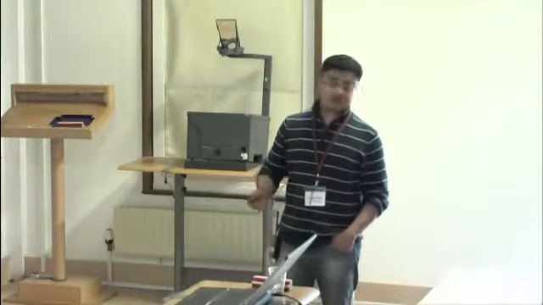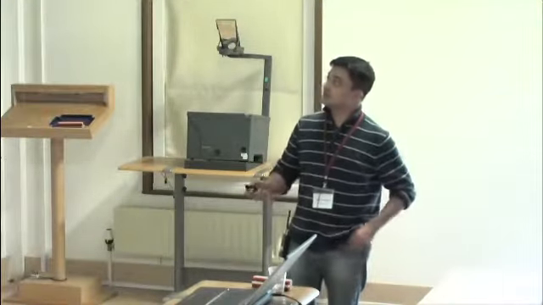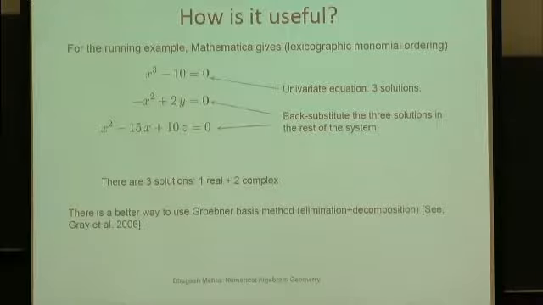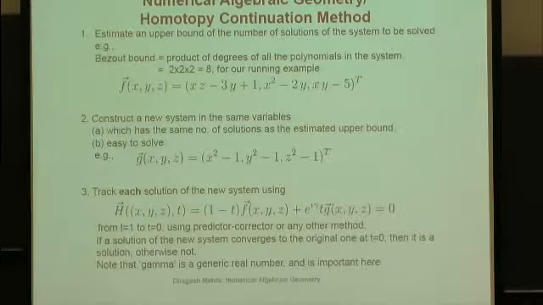I mentioned this in a very general manner, but there is a better way to use the Gröbner basis method, and that involves elimination and decomposition method. You could see it in Gray et al.'s paper of 2006. So that was a short review on the Gröbner basis technique, just to make the talk self-consistent. I want to concentrate on this new approach. It's called numerical algebraic geometry method.